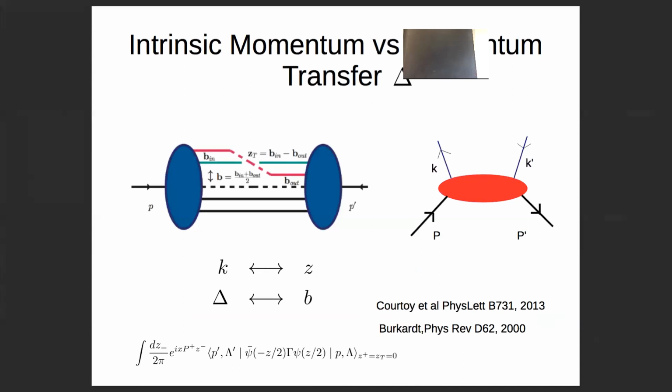So there are two sort of independent positions, the in and the out. So we can think of two linear combinations. One is the difference, like how much it has moved, and one is the average. So the momenta that we measure, the momentum transfer and this x, are actually conjugate to, so delta is conjugate to B, and K is conjugate to Z. So K is conjugate to how much the quark moved, and delta, which is the momentum transfer here, is conjugate to where the photons are located.